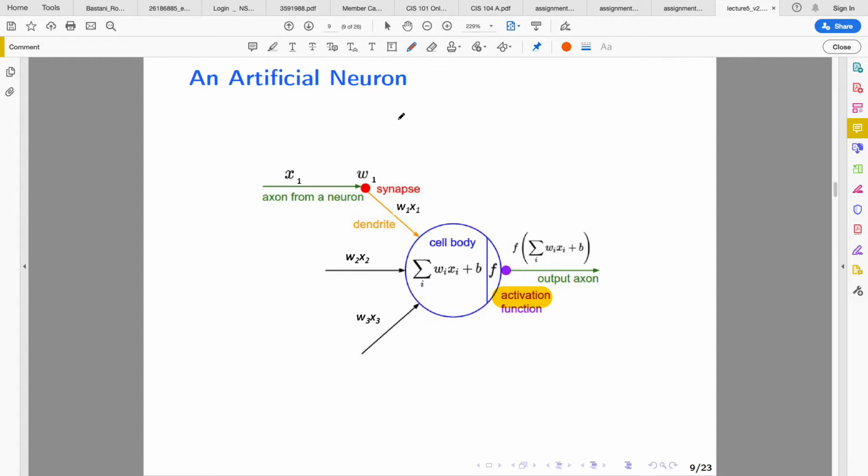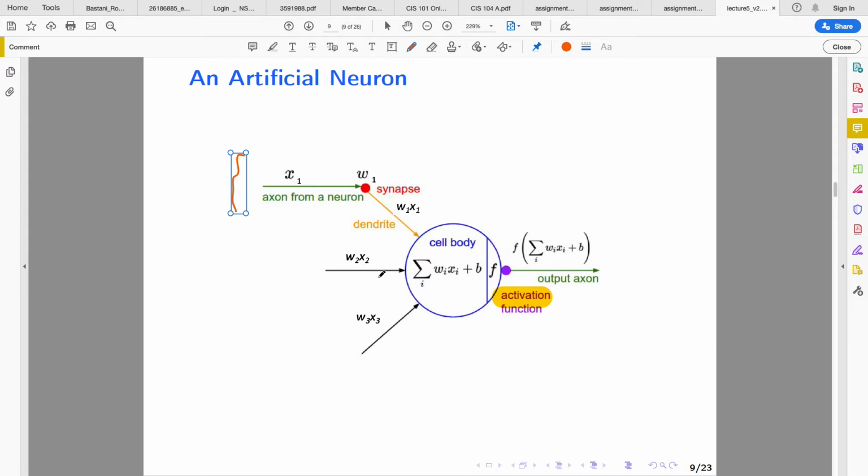Now, in an artificial neuron, let's look at how this compares to our human brain. Information flows, maybe from our eyes, our nose, a sense of touch, or from heat or feeling. It actually goes through a neuron in our brain. Certain neurons in our brain get activated based on what we see. For instance, if you see a bright light or a dark light, a certain part of our brain gets activated. So this represents the cell body where the computation is taking place.